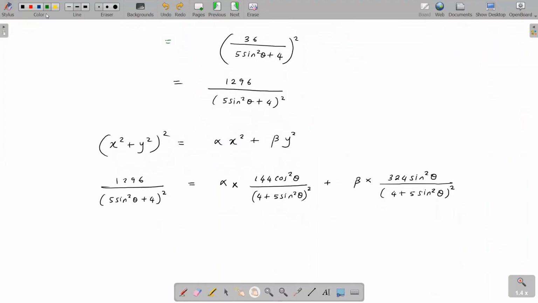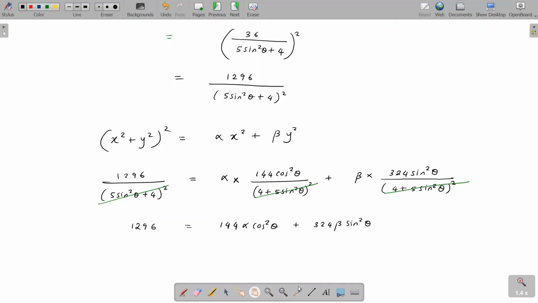Okay, so after you come to this point, you can see the whole equation has the denominator 5 sin square theta plus 4 square as a common denominator. So you could multiply the whole equation with that, or simply it cancels out from everyone because you multiply the entire equation by 4 plus 5 sin square theta whole thing square. So you end up getting here 1296 equals 144 alpha times cos square theta plus 324 beta times sine square theta. Can you see? Now your task is to get the value of alpha and the value of beta.